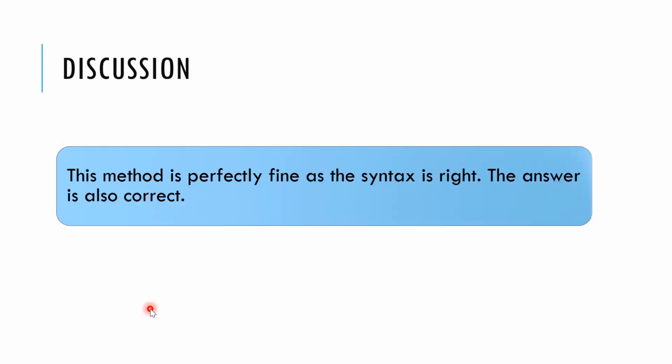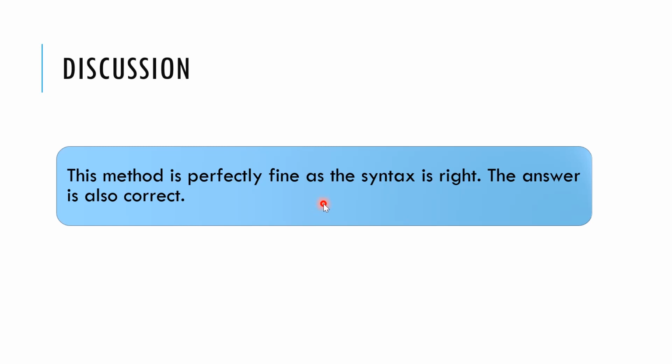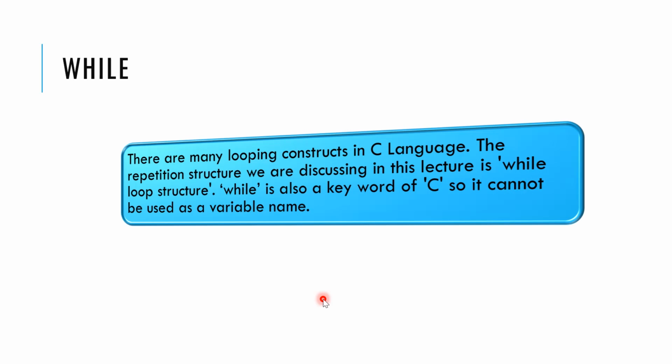Another way of doing it is using a loop, because there are issues in the manual approach. What is the issue? The answer is correct and the syntax is correct, but this method will not be suitable for computing the sum of numbers from 1 to 1000, because the addition of a very big number of digits will result in a very ugly and boring statement. So for that reason we use repetition structure. We use while and other looping constructs for such problems.